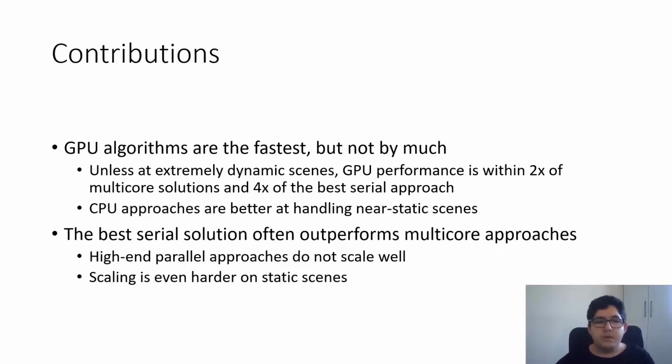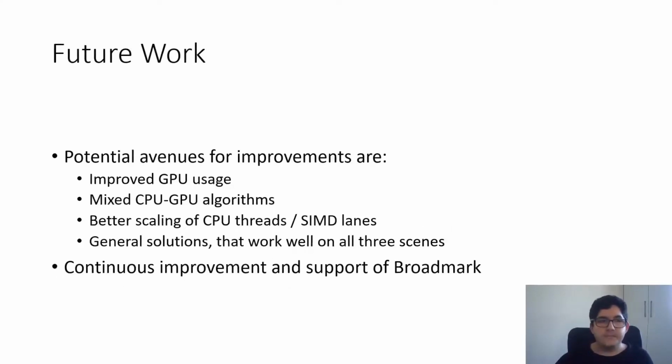And CPU approaches are really good at handling static scenes, which is something that they can exploit much better than GPUs. And the best serial solution often outperforms multi-core approaches. So what we can take from this is that high-end parallel approaches do not really scale well with hardware, and scaling is even harder on static scenes.